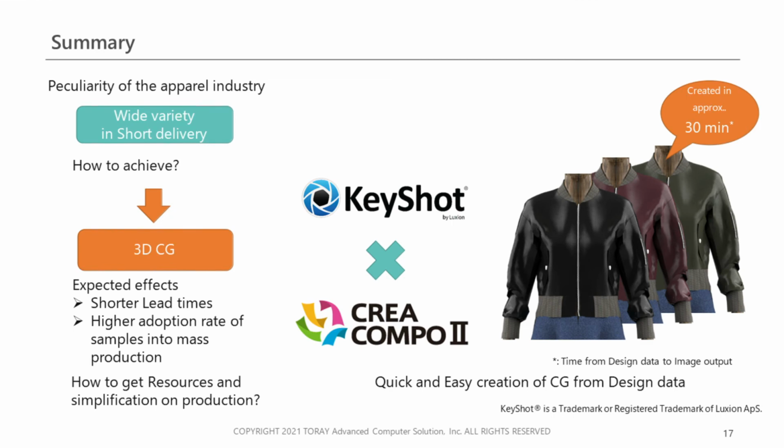Here is our summary. Manufacturing in the apparel industry is based on short lead times and large variety. Due to the demand for the right amount of production at the right time, even shorter delivery times are required, and the use of 3D CG is gaining attention. However, due to a shortage of personnel who are capable of creating photorealistic images, simplification has been an issue.